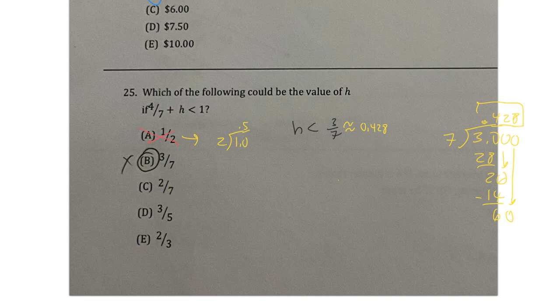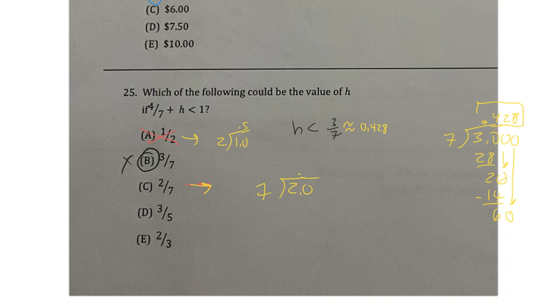2/7. That should definitely work. That should be less than 3/7. And by the way, that kind of makes sense logically. Doesn't it make sense that 2/7 is going to be less than 3/7? But in case it's not clear, you could always figure out 2 divided by 7. Well, 2 is really 2.0.